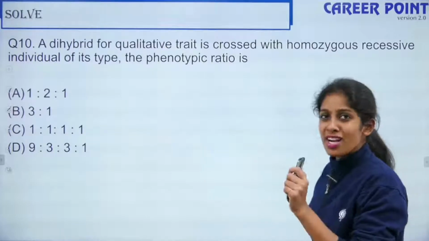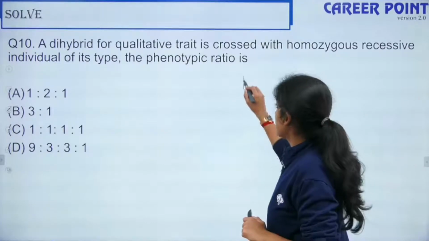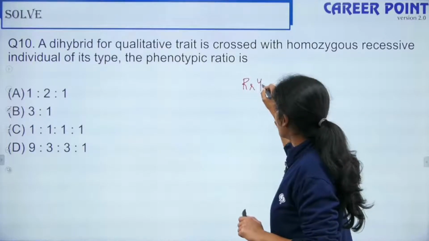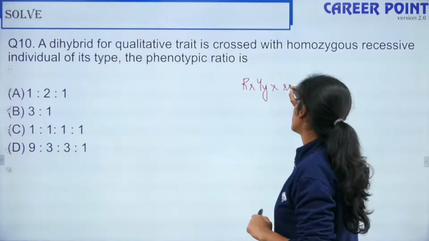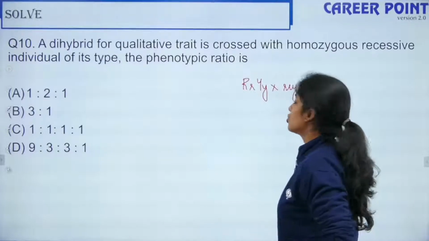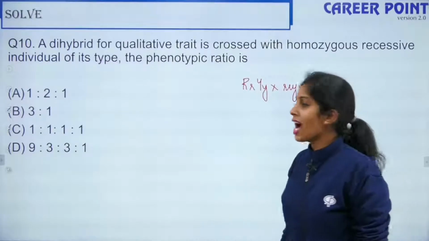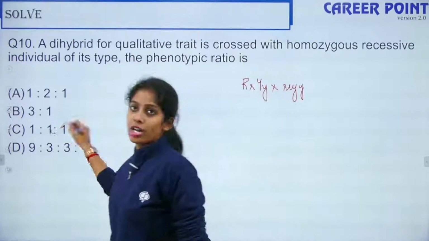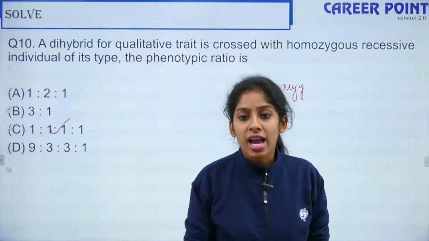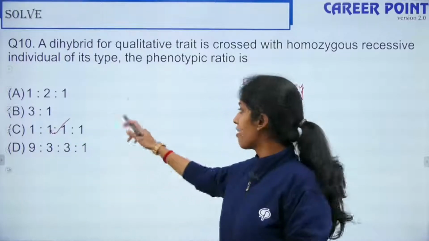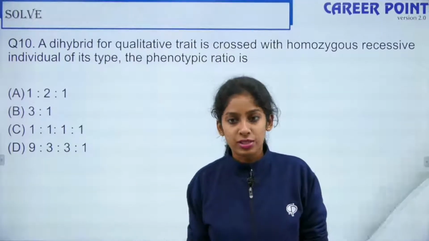So I have one dihybrid parent. Say for example, this is my dihybrid parent. Okay, it is crossed with its homozygous recessive type. So this is your test cross. So your dihybrid test cross ratio is 1:1:1:1. So instead of directly pointing out a dihybrid test cross ratio, they have made it like this. So this is option C.